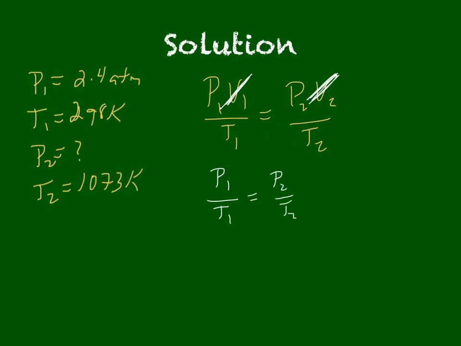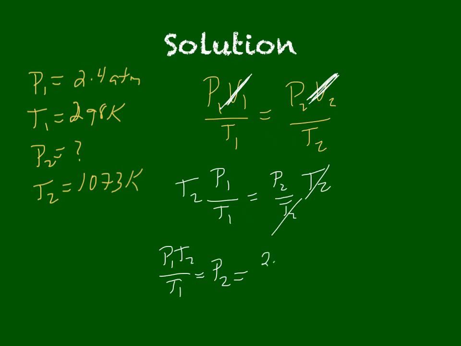What type of equation is this? What law is this? Gay-Lussac's law. I'm looking for P2, so I'm going to multiply both sides by T2. T2 cancels. I get P1 T2 over T1 is equal to P2. Now I can plug in my numbers.